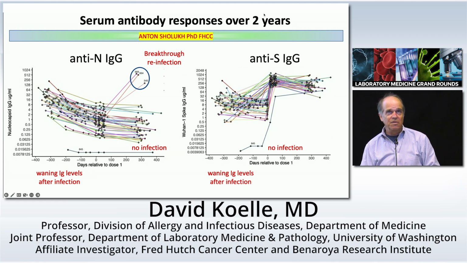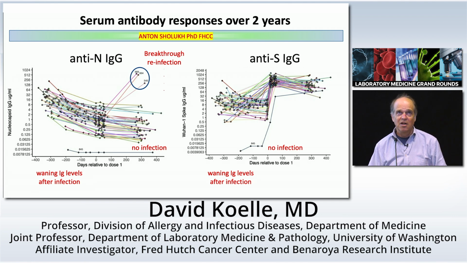So this is, I think, super cool, and speaks for itself: everybody was positive for anti-N, and it sagged. And then when you got your S-based vaccine, it didn't go up. You know why? Because there's only S in the vaccine. There's no N in the vaccine. But what about these 3 people? Well, they had a breakthrough infection. Okay, so their N went back up.